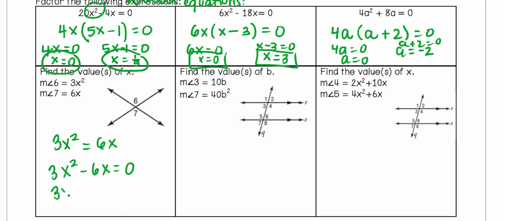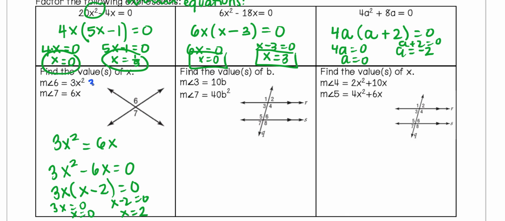We're going to take 3x out, because that's our GCF. We'd have to multiply it by x minus 2 to get back to our original equation. So 3x equals 0 means that x will equal 0, and x minus 2 equals 0 means that x will also equal 2. So those are both our solutions. Now, something you want to check in these instances is now that we're applying this to geometry, we want to make sure that our solutions are actually true for what we are setting them into. So the measure of angle 6 is 3x squared.